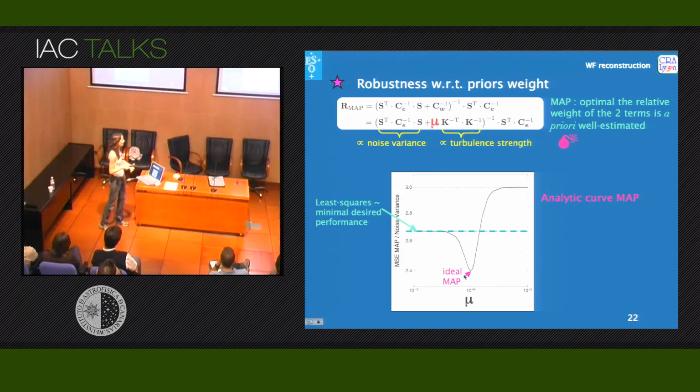And for this, I've shown that for adaptive optics, you can allow an error of a factor 2 on the turbulence strength or the noise variance, which is illustrated here by simulations. So for several signal-to-noise ratios, which are the different curves, you see that for high signal-to-noise ratio, you don't gain much applying the good regularization, but as soon as you have very bad signal-to-noise ratio, you can strongly improve the MAP reconstruction.